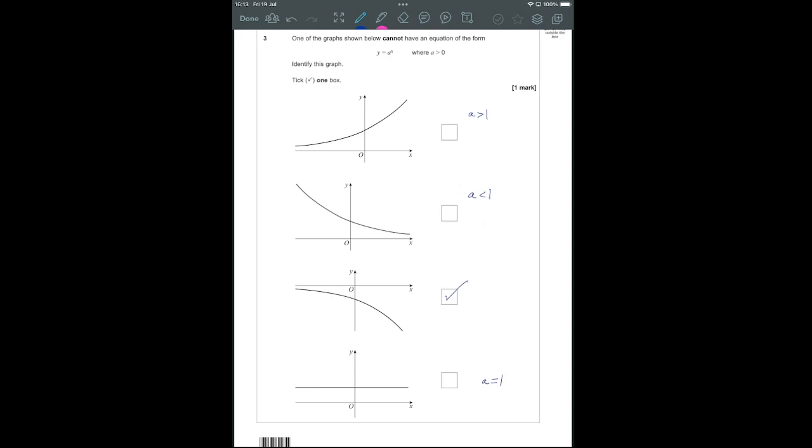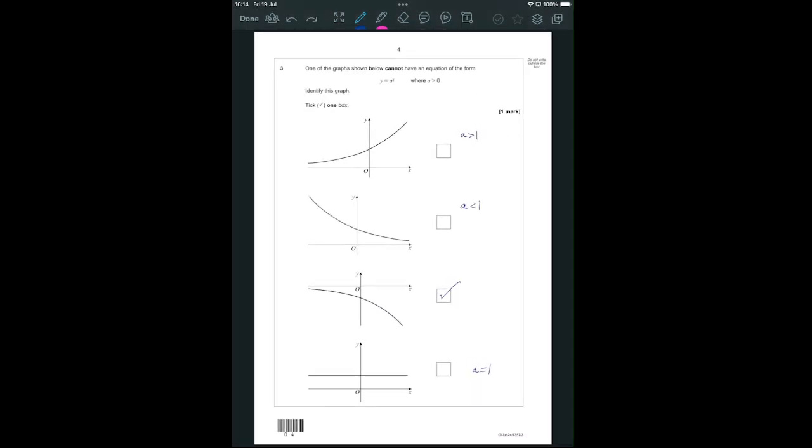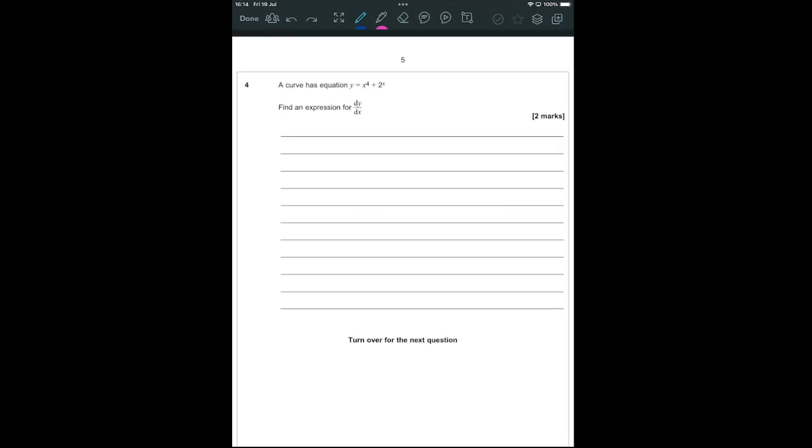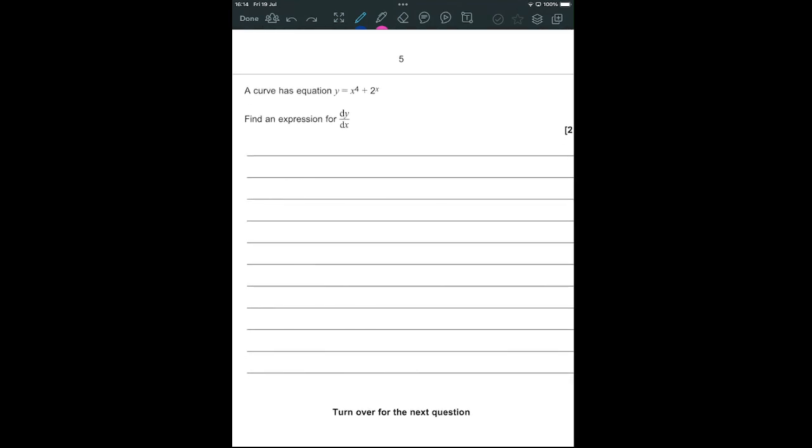We cannot have a positive number to a power ending up being negative, in this case being below the x-axis. Question 4. The curve has an equation, find the derivative. So the first term is super simple. The second is a statement that you should just learn. A to the x differentiates to ln a to the x.